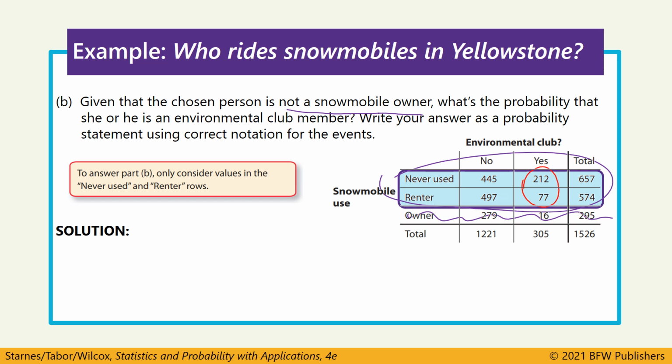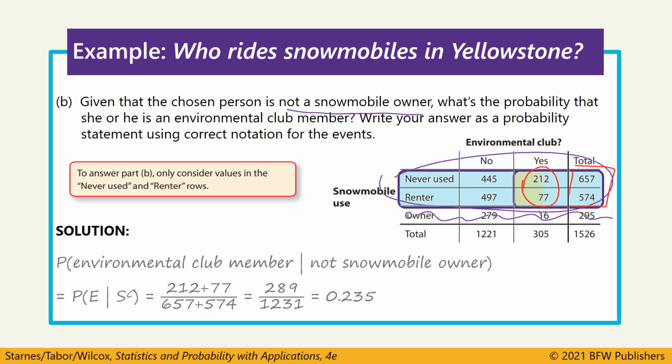And now it's just about setting up the fraction. On the bottom, we're going to have our totals, and they're going to be combined in this case. And on the top, we're going to have the total of our yeses.